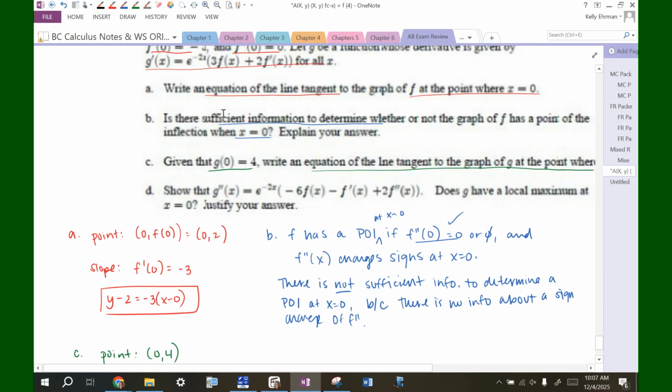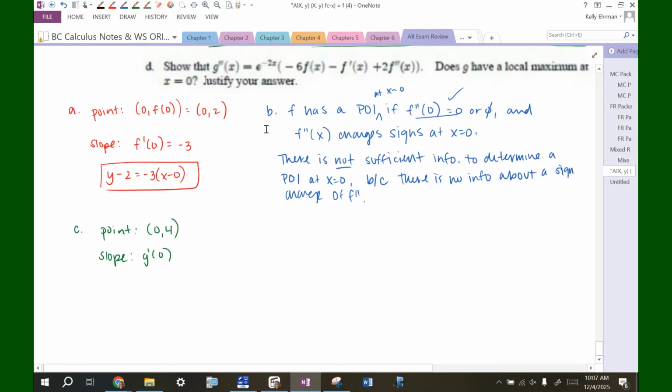All I have to do for this part is plug 0 into that, right? Instead of scrolling up and down, I've got it right here. So g prime of 0 is e to the 0 times 3f of 0 plus 2f prime of 0. e to the 0 is 1. 3 times f of 0 is 3 times 2, plus 2 times f prime of 0 is 2 times negative 3. 6 minus 6, times 1, that's 0.